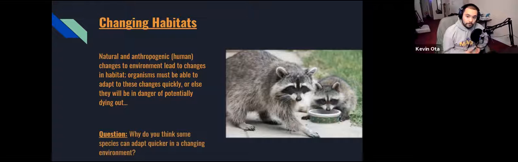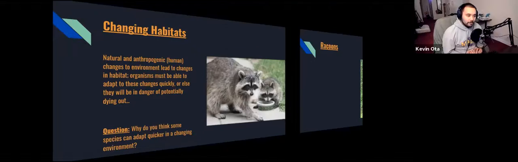A question for you guys. Why do you think some species are able to adapt quicker to a changing environment? Let you guys get your thoughts out there. Let's look at a couple of examples.